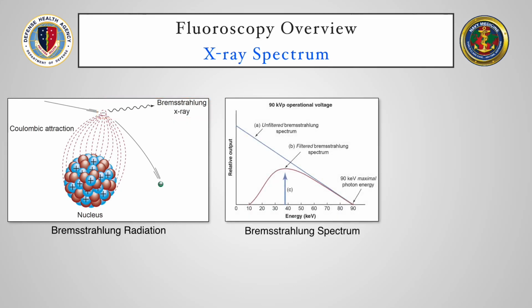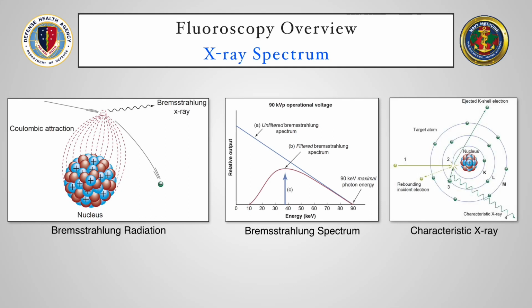Now, here you can see that we have an unfiltered Bremsstrahlung spectrum and a filtered Bremsstrahlung spectrum. Part of the 21 CFR 1020 criteria says that there needs to be some inherent filtration to reduce the number of low-energy X-rays coming from the X-ray tube, which is why you see a shift in the spectrum.